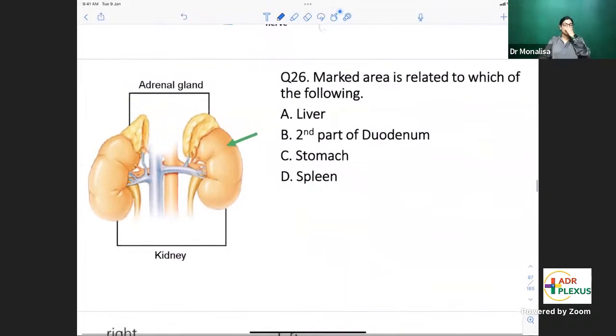Okay, this was again a question asked in the AIIMS entrance examination 2 years back. Yes, Akshay Rajput, you're absolutely right. So let's move on to question number 26.